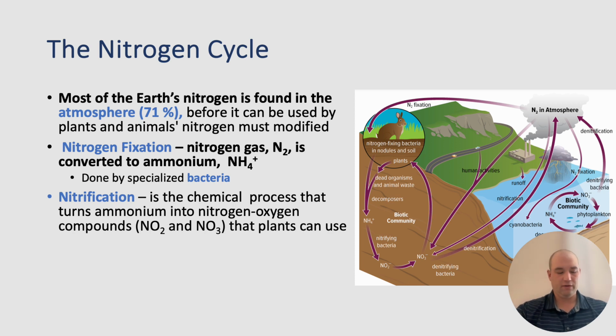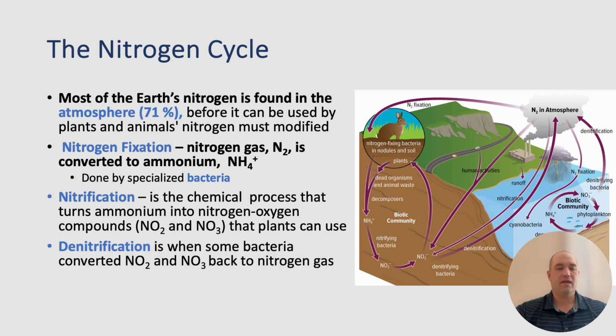So another term that we're looking at here is nitrification. And nitrification is the chemical process that turns ammonium into nitrogen-oxygen compounds like NO2 and NO3. Nitrification is what allows plants to use this nitrogen that was once in the air. And then finally, we have denitrification, and this is when some bacteria convert NO2 and NO3 back to nitrogen gas.